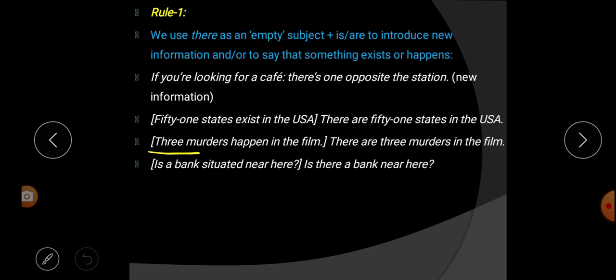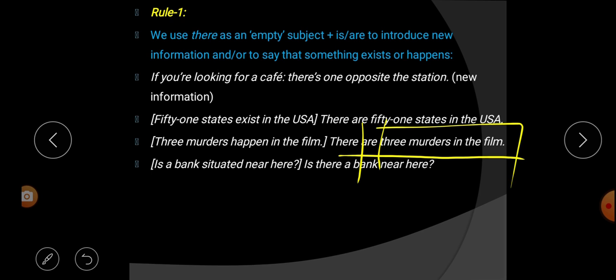Next, three murders happened in the film. Look at the second sentence. There are three murders in the film. That means what? Look at the sentence. There plus are plus what happened? It says something which happened. That means there are three murders in the film.